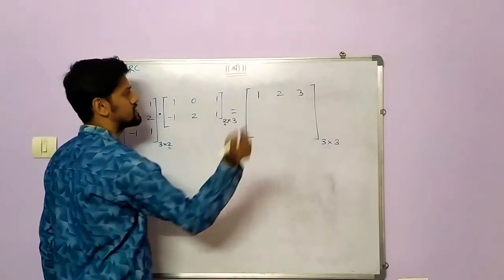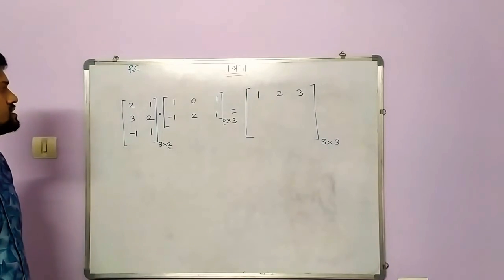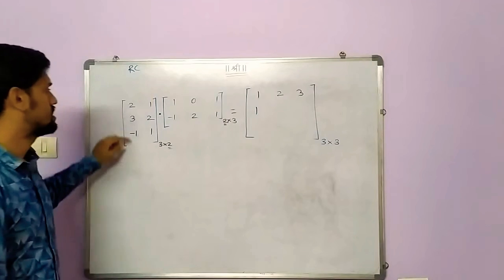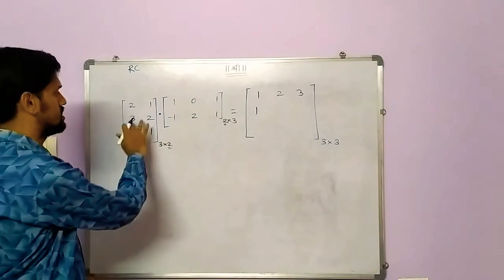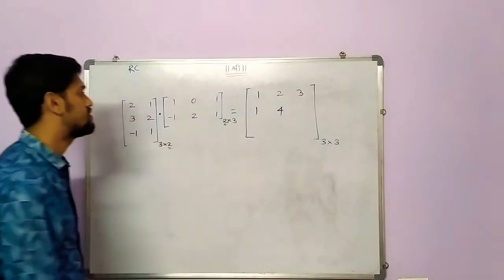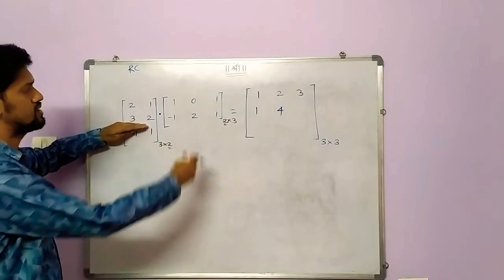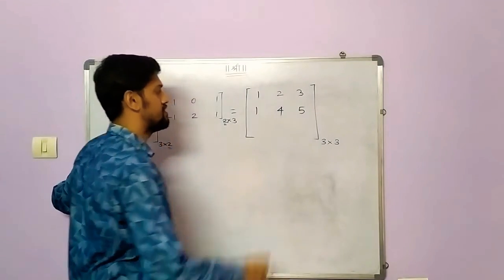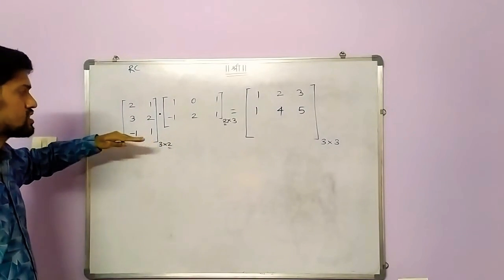Then 3. You start solving with me. This will be 3 minus 2, so it will be 1. This will be second row, second column, so it will be 4. Second row, third column, so it will be 5.